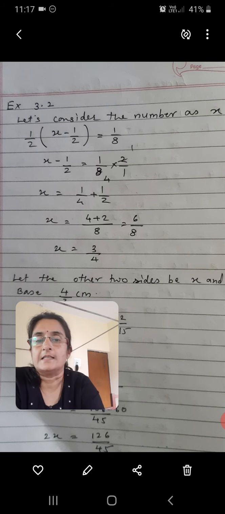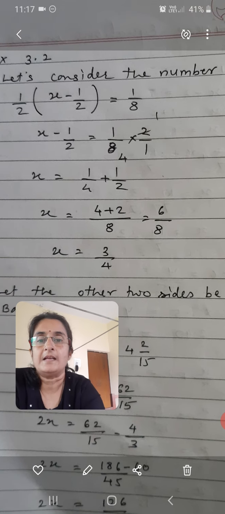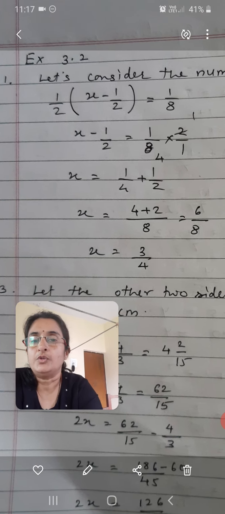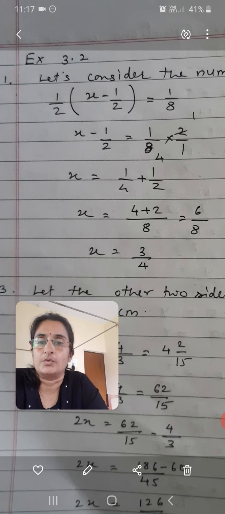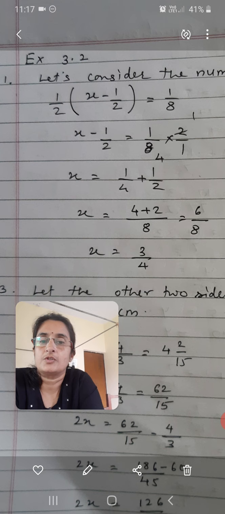First we will consider the number as x. From x we have to subtract 1 upon 2 and then that answer is multiplied with 1 upon 2. So that 1 upon 2 will come outside the bracket, and the answer is 1 upon 8. So the equation will be 1 upon 2 in the bracket x minus 1 upon 2, equals 1 upon 8. Now once the equation is ready you can solve it.